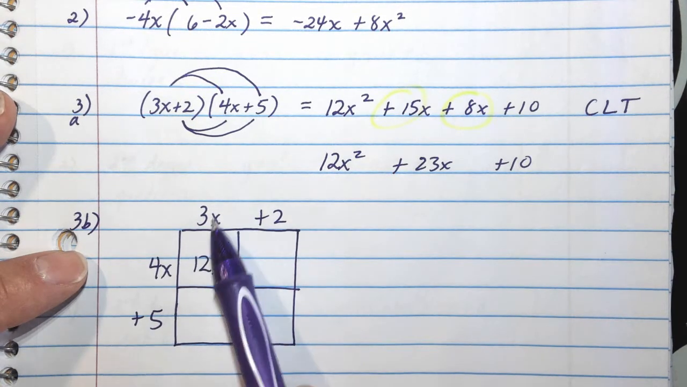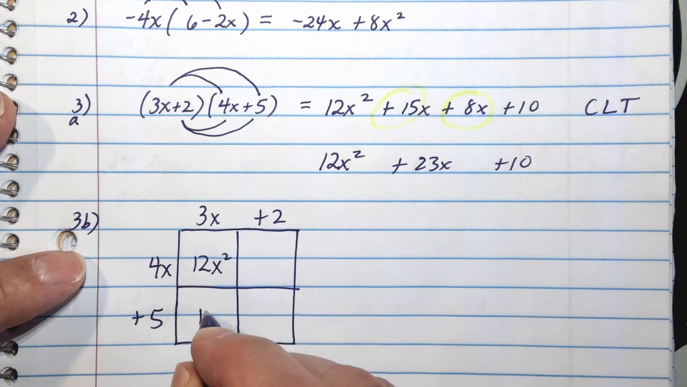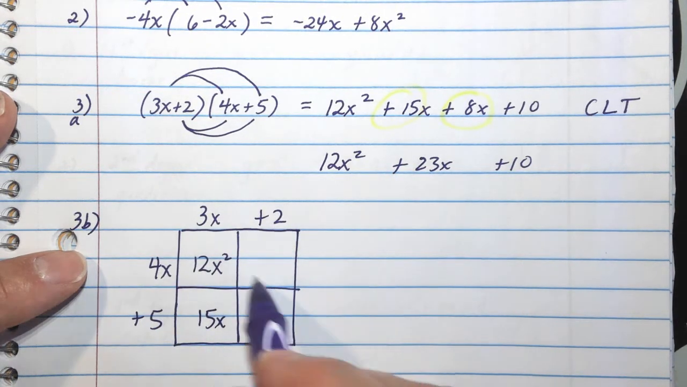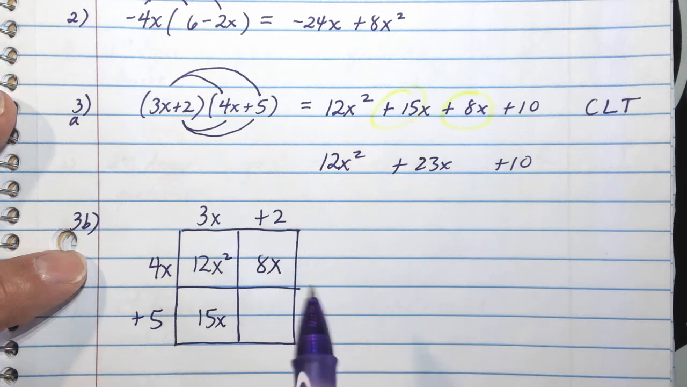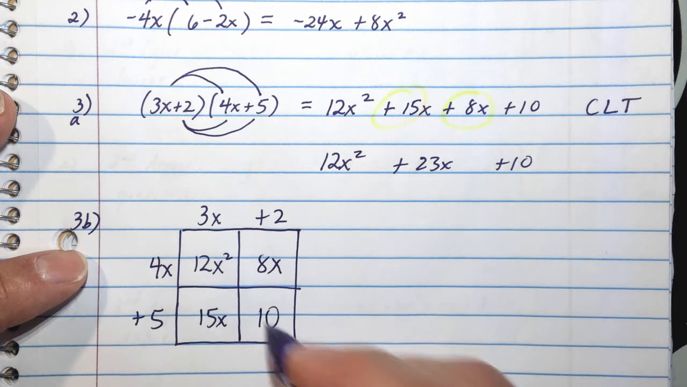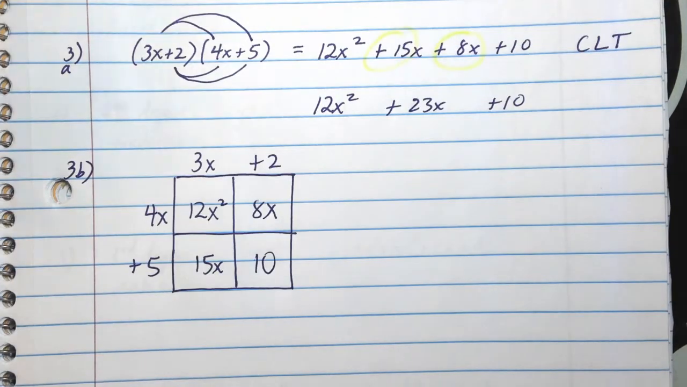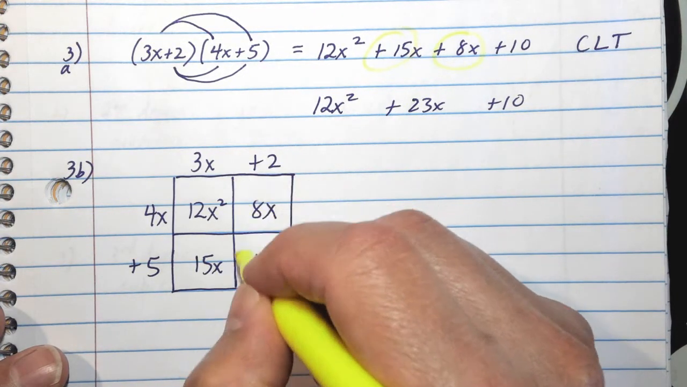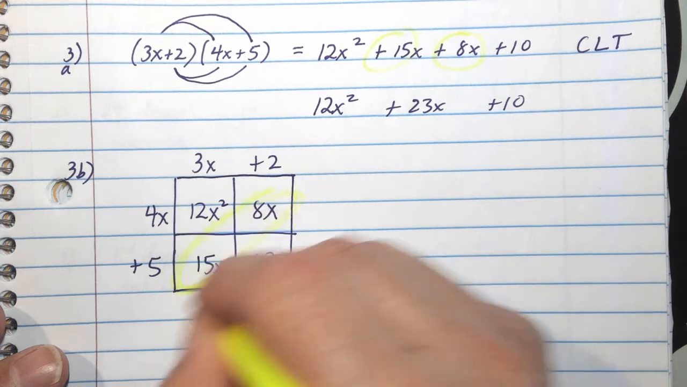Then you're gonna go 3x times 5, which is 15x. And then you go 2 times 4x, write the answer in this box. And then 2 times 5, write the answer in this box. And then combine like terms. The nice thing about the box method is the like terms are the 2 across from each other like that.